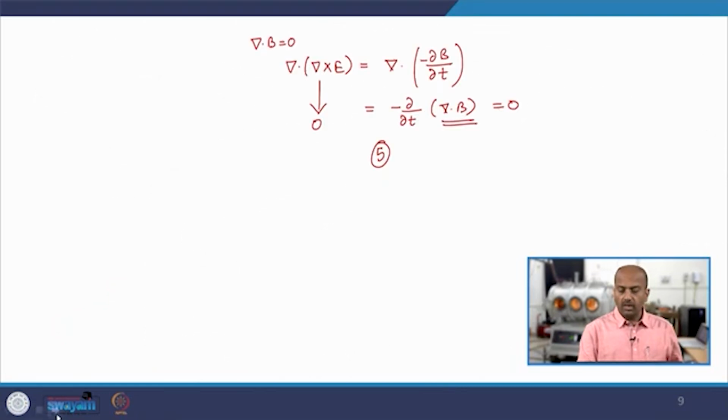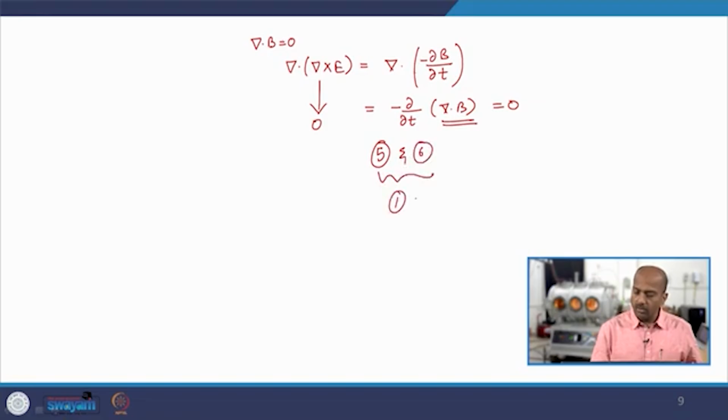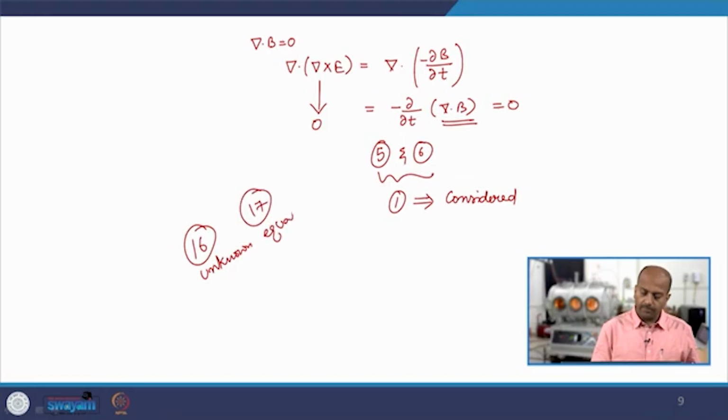So, in that case, we can keep only one Maxwell equation among equation number 5 and 6. So, only one equation can be considered. That means now we are in a situation where we have 16 unknowns and 17 equations. We have to get rid of one more equation.